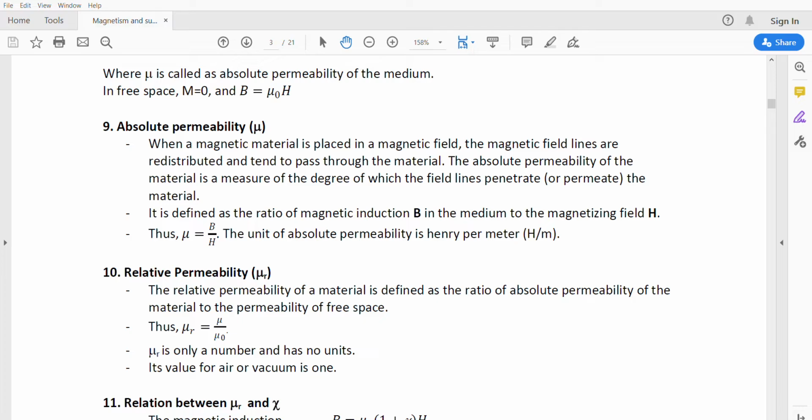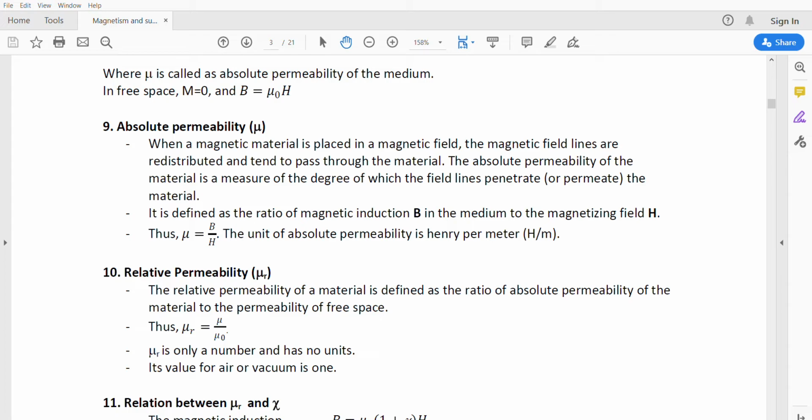Next, what is absolute permeability? We can understand from these lines: when a magnetic material is placed in a magnetic field, the magnetic lines of force are redistributed and tend to pass through the material. When you apply a magnetic field on a material, that field is imagined as lines of force, and those lines of force pass through the material. The absolute permeability of the material is a measure of the degree to which the field lines of force penetrate the material.